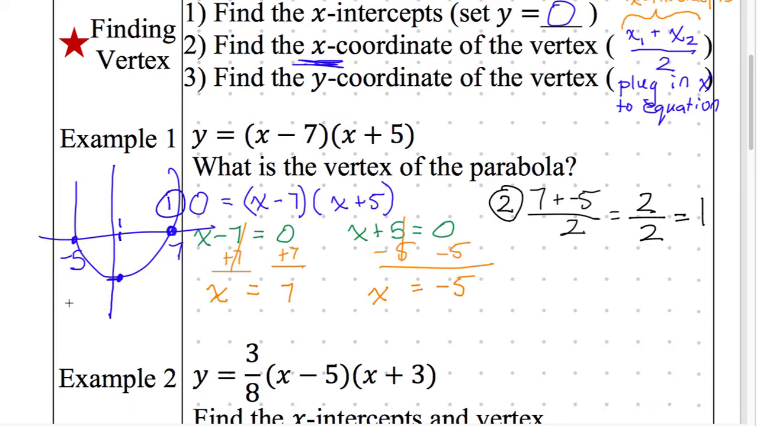So what am I going to do? I'm going to do step 3. Someone help me out. Step 3. What am I going to do? Andres? So you plug in what you got to the first equation. Okay, plug in what I got to the first equation. So let's do step 3 now. I'm going to plug in this 1 into the equation. So I get y is equal to 1 minus 7 times the quantity of 1 plus 5. Yeah, thank you, Andres.